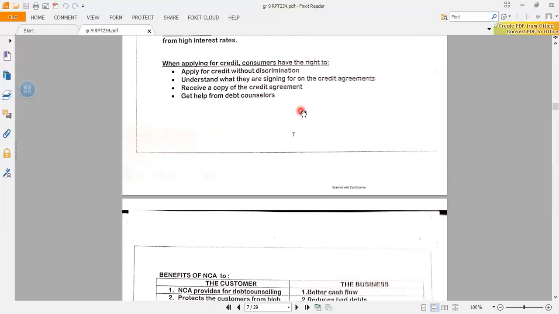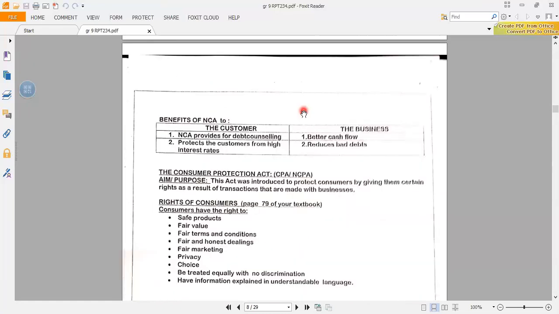Okay, let's look at the benefits of the NCA to the customer. You have to know this, it is in your test for June. Firstly, for the customers, the National Credit Act provides for debt counseling and it protects the customers from high interest rates. And the benefits of the NCA for the business: they have a better cash flow, which means they can avoid people who are unable to pay their account. So cash flow becomes easier for them. And of course, reduce bad debts, which means we are avoiding sales to people who are unable to pay their account as well.